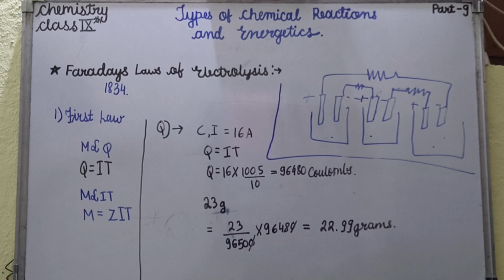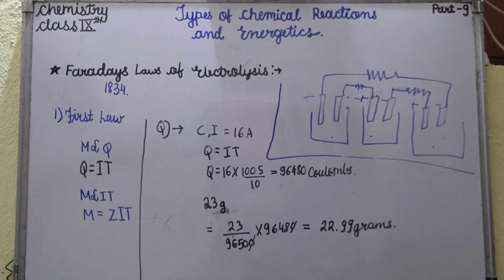Law: when the same amount of charge is passed through different electrolytes, then the masses of different substances deposited at the respective electrodes will be in the ratio of their equivalent masses. To deposit 1 gram equivalent weight of any substance, 1 Faraday, that is 96,500 coulombs, is required.